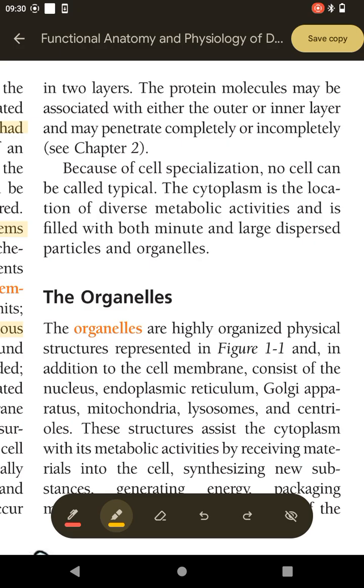So no cell in the body can be called typical because they are specialized. Because of the specialization, no cell in the body can be called typical.